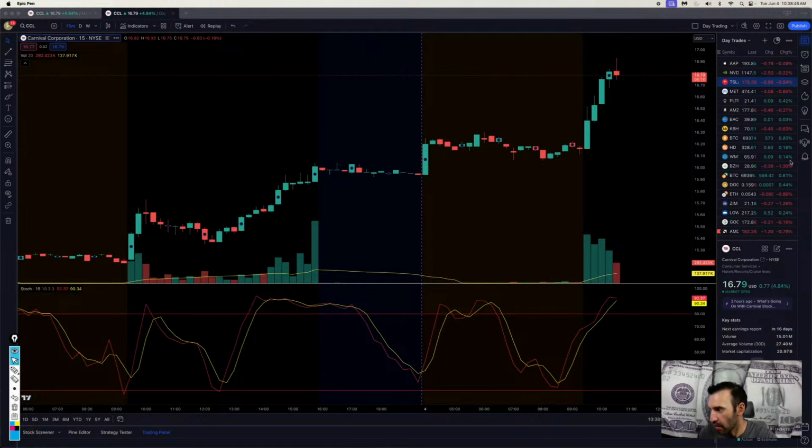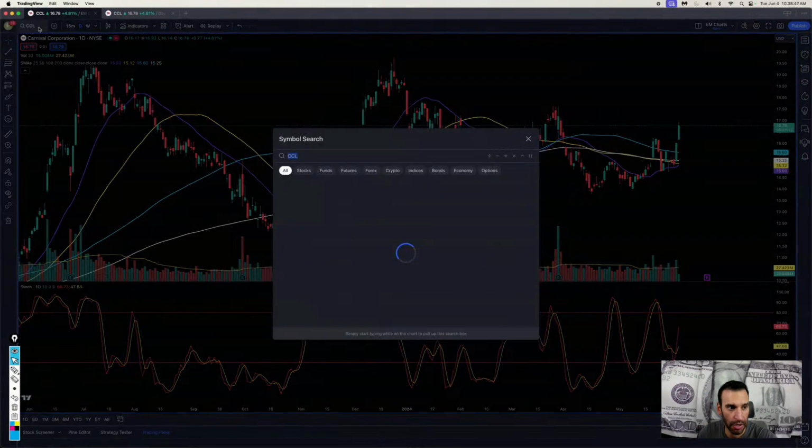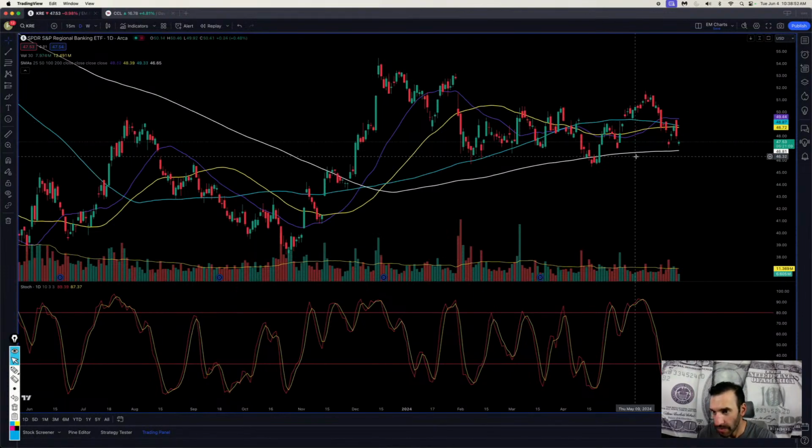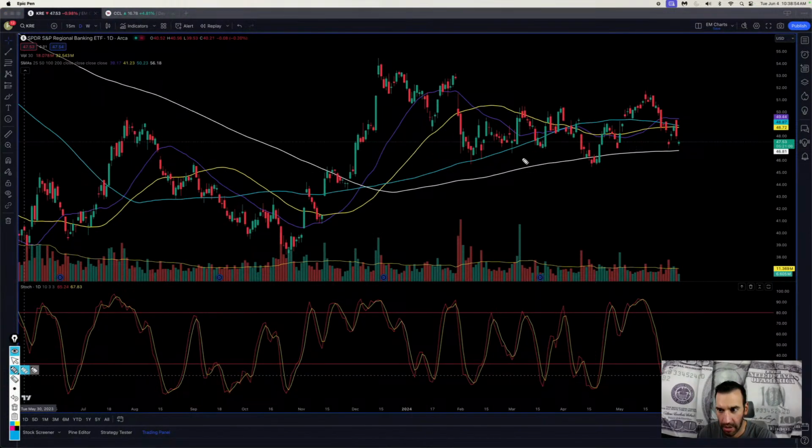Will this cause KRE to consolidate? It should. KRE should, with these bank concerns, it should break consolidation. You can see today that report came out. You see how it dropped a little bit. I do think that it could probably break down here a little bit. Yeah, absolutely.